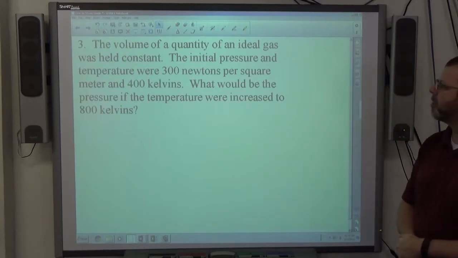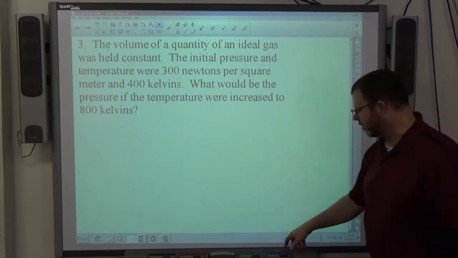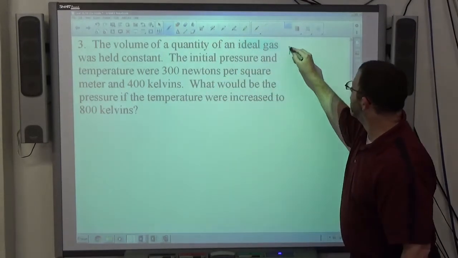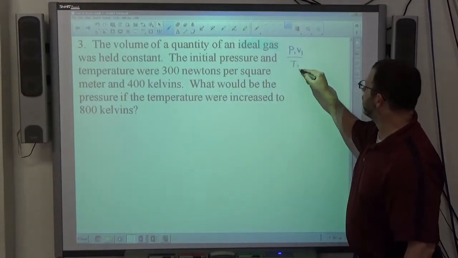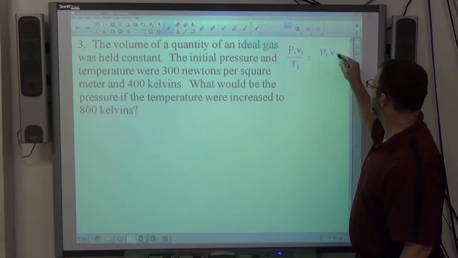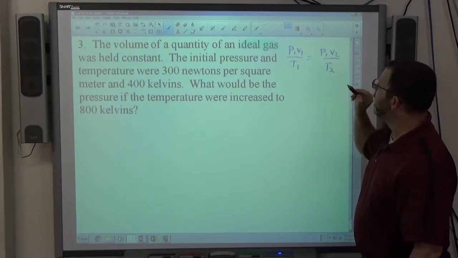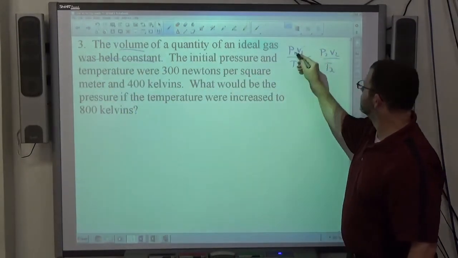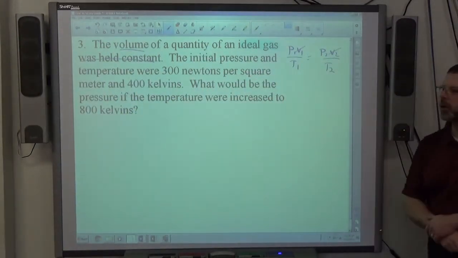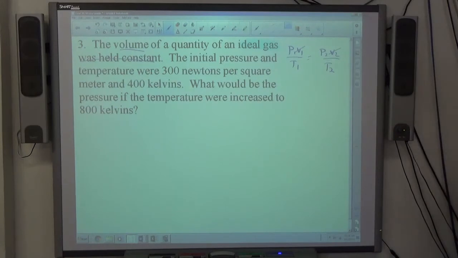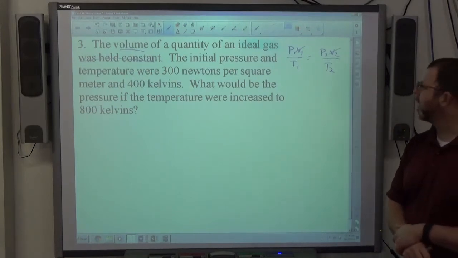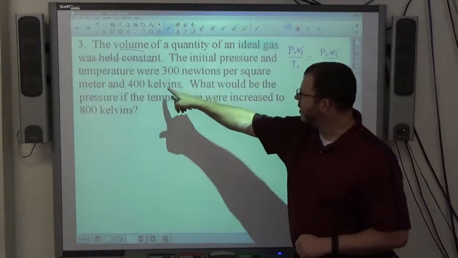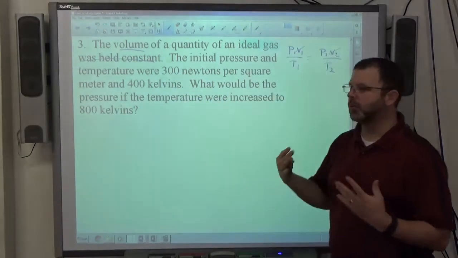Example 3, the volume of a quantity of ideal gas was held constant. So as soon as I see the words ideal gas, I'm expecting that P1 V1 over T1 equals P2 V2 over T2 formula to happen. And the fact that volume is held constant tells me that volume can be thrown out of the formula. So P1 over T1 equals P2 over T2. And the one requirement of this formula is that temperatures are in degrees Kelvin, which you can see degrees Kelvin is what we're given for temperatures, so we're in good shape there.